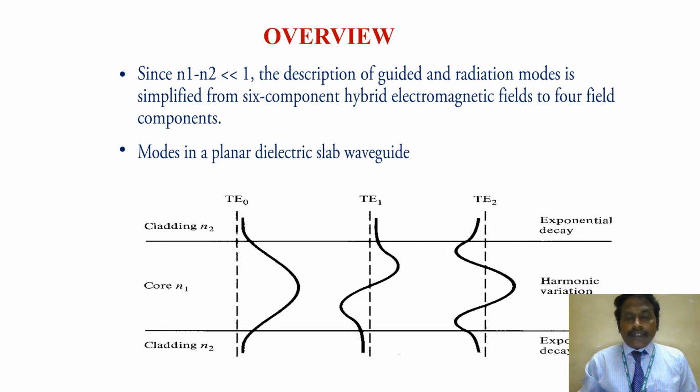So look at the diagram, where we can have three regions. One is the center part, the core of refractive index N1, and above and below we have the cladding of refractive index N2. First we have TE0, TE1 and TE2. In the cladding, the field shows exponential decay, and in the core we have the wave varying harmonically, and below that again we have exponential decay. So at the center we have the harmonic variation, and in the cladding above and below the core the field is decaying exponentially.